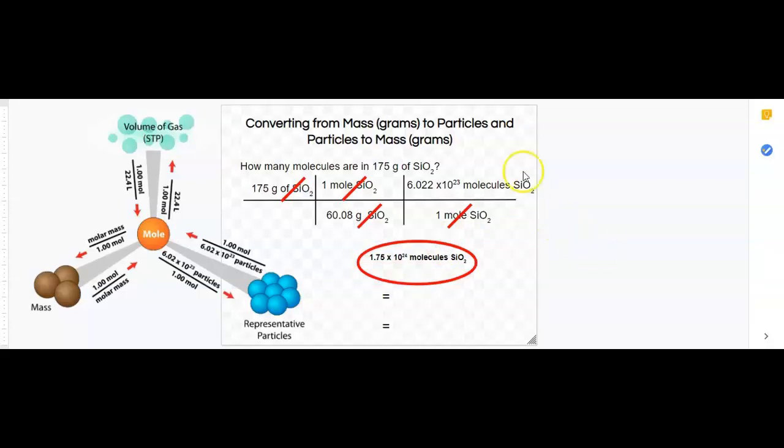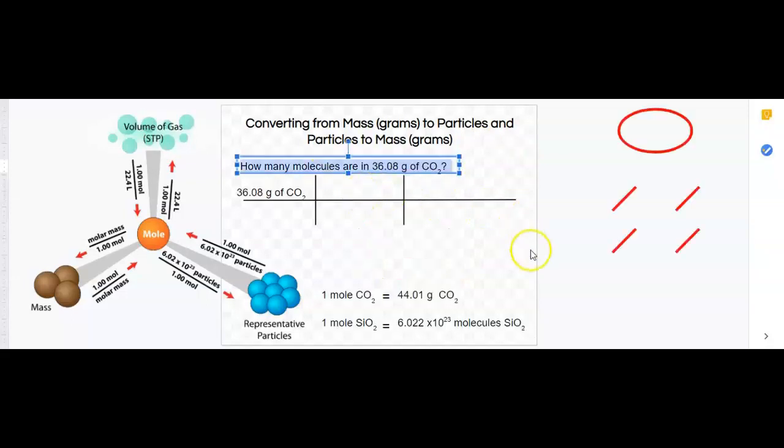Below that is another problem. It is converting 36.08 grams of carbon dioxide to molecules. I am starting with grams and I want to know molecules. So again, I'm going to start with grams, 36.08 grams of carbon dioxide, and I need to convert to the mole. Well, I've looked up my molar mass. I know that 1 mole of carbon dioxide is equal to 44.01 grams.